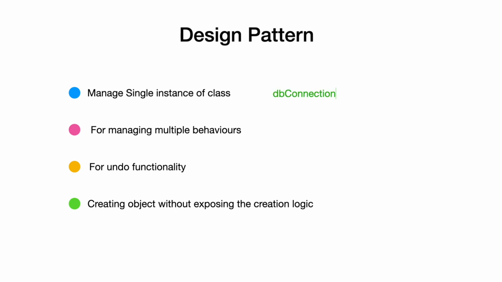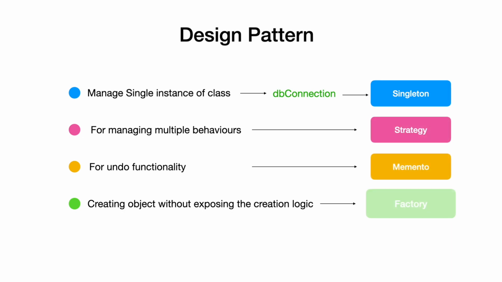So let's talk about a problem when we want a single instance of a class in the whole program. Like for example a database connection. We want a single database connection for the whole program. That's when we use singleton design pattern. So this is a pattern which you might already be familiar with. So let's not talk about it. There are other design patterns like strategy, memento, factory, state pattern, and all that.